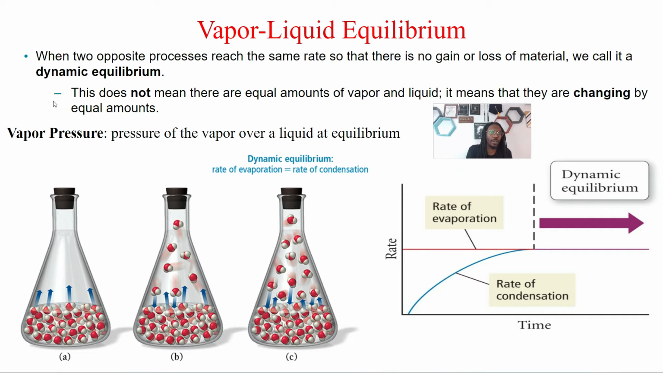So vapor pressure, just to remind everybody again, is the pressure of vapor over a liquid at equilibrium. Vapor over liquid at equilibrium. So let's talk about this even more.